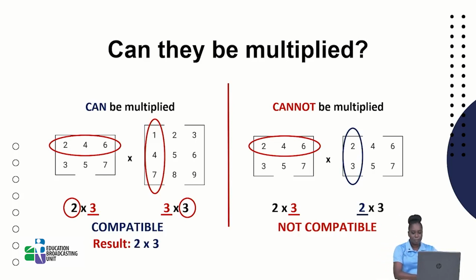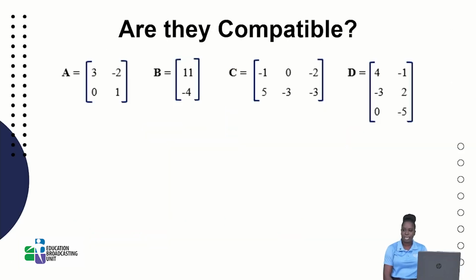If two matrices can be multiplied, what would the new dimensions be? It would be the number of rows for the first matrix and the number of columns for the second matrix. So let's actually put this in action.